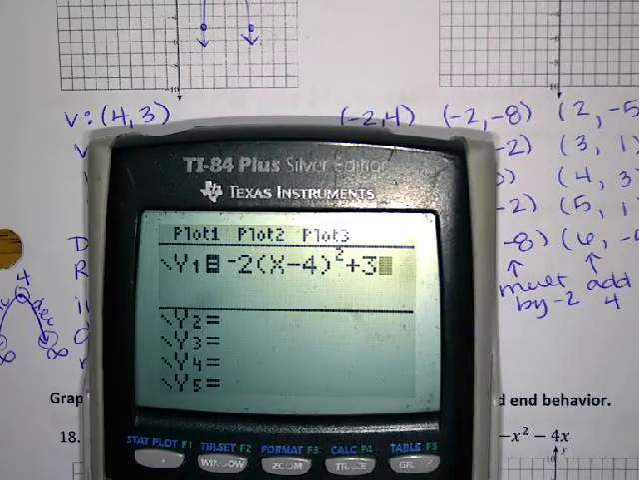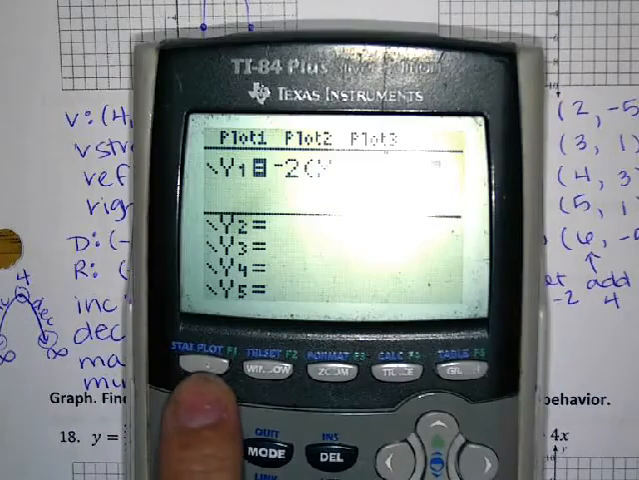Have you already typed the equation? No. To type the equation, you have to go to the y equals button first. How do I get there? The y equals button.